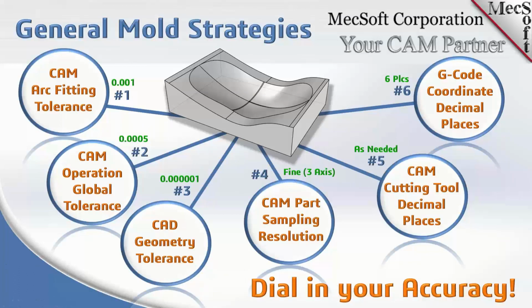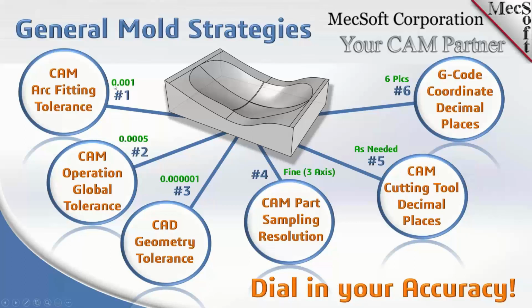Dialing in your accuracy. We have 6 areas in RhinoCAM that you want to check and adjust depending on the accuracy requirements of your customer. Typically you will start with the arc fitting tolerance. Obviously, if you're fitting arcs on your cavity, you want that to be your final highest resolution accuracy. From there, we'll back off and do the CAM operational global tolerance, and I'm going to go through these and show you in the part.